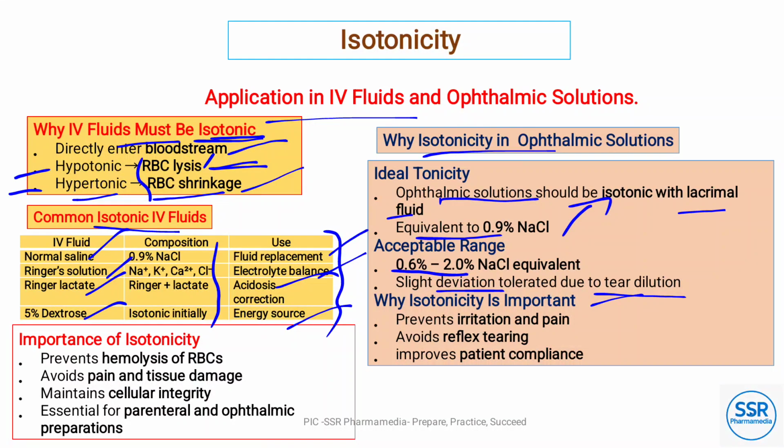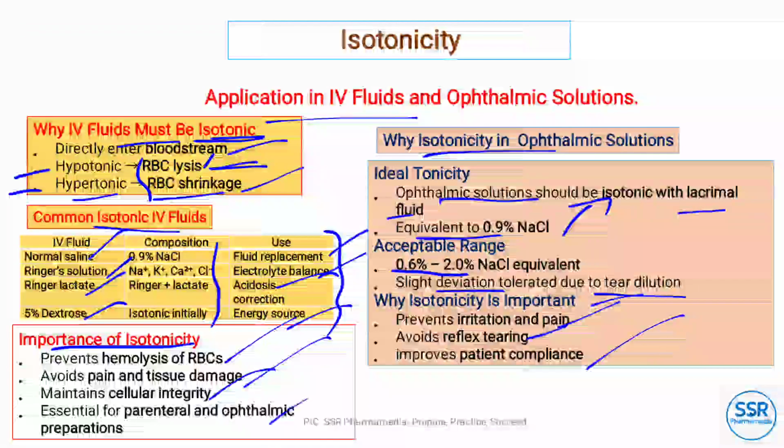Why is isotonicity important? It prevents irritation and pain, avoids reflex tearing, and improves patient compliance. Finally, the importance of isotonicity is that it prevents hemolysis of RBCs, avoids pain and tissue damage, maintains tissue integrity, and is essential for parenteral and ophthalmic preparations.